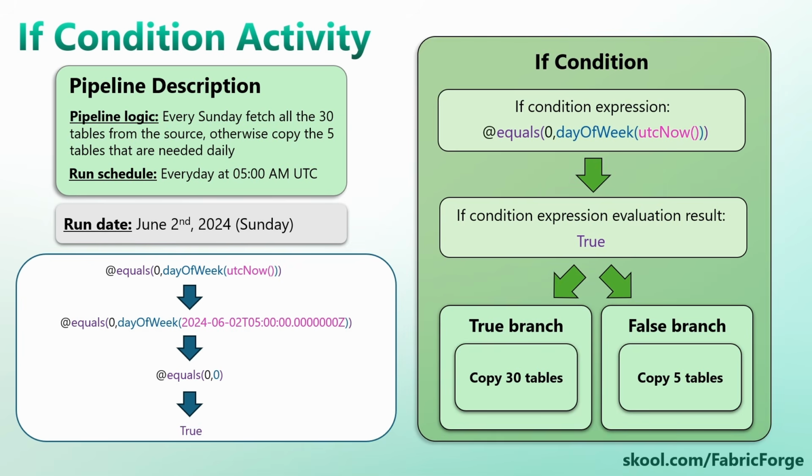Next, let's run this same pipeline again, but now it is running on the following day, which is June 3rd, 2024. This means that now our expression will resolve to false, since our day of the week will return 1 for Monday, and our equals will then compare 0 to 1, which obviously is not true, meaning false. This will then guide our execution logic to the false branch, which will only copy those 5 tables from the source. Next, let's go to Fabric and check out the if condition there.